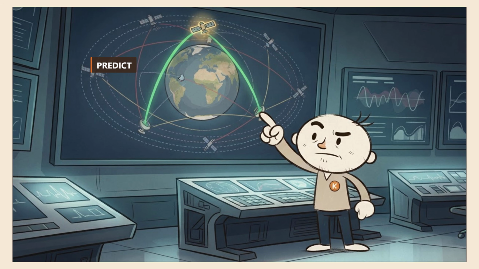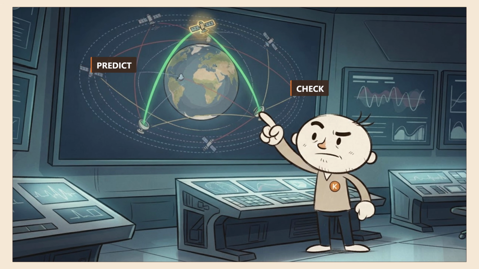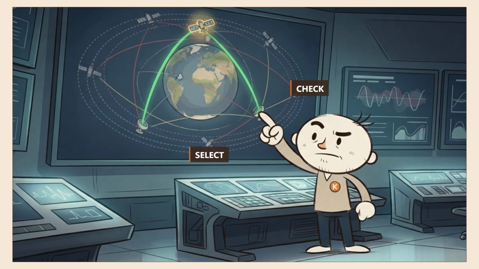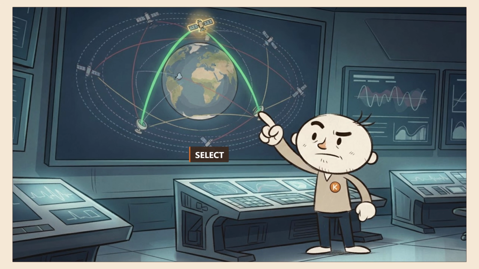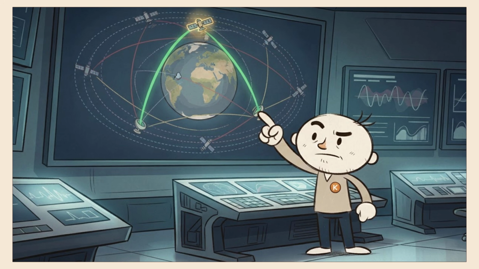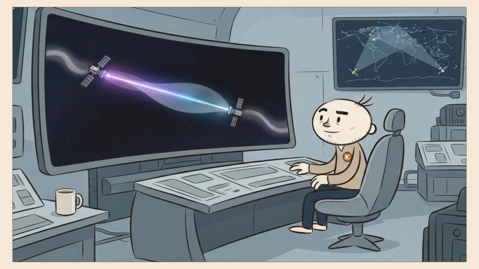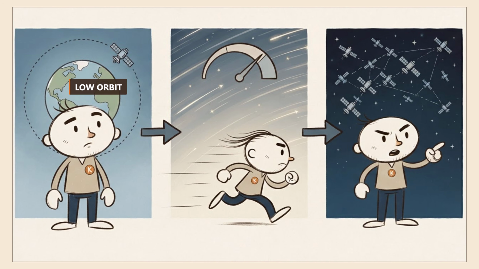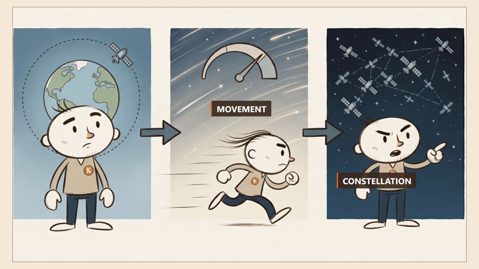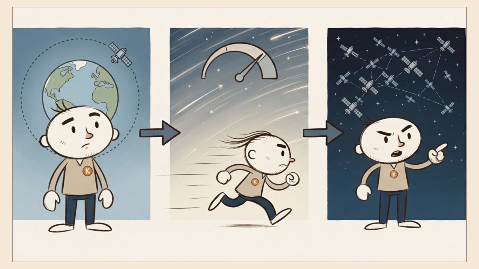The network predicts satellite positions, checks signal quality, and selects the next connection. The user usually notices nothing. One satellite leaves. Another takes over. The video continues. Civilization survives. Low latency requires low altitude. Low altitude causes movement. Movement requires a constellation.